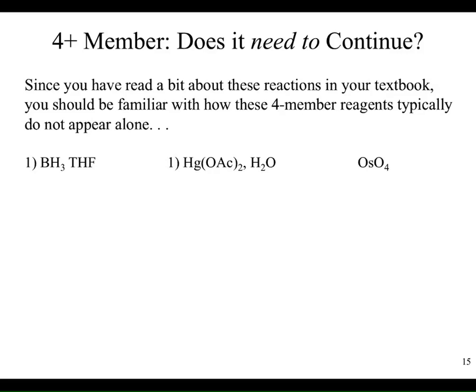Yeah. So you've probably seen these reagents already in your textbook, and you've probably seen they don't show up alone. When we see that boron reagent, it almost always is followed by a second step, usually peroxide and hydroxide. The mercury reagent is almost always followed by a second step, sodium borohydride. This, while it has boron, is different than the BH3. Why are those two borons different? We'll call it black boron and red boron. Why are those borons different?